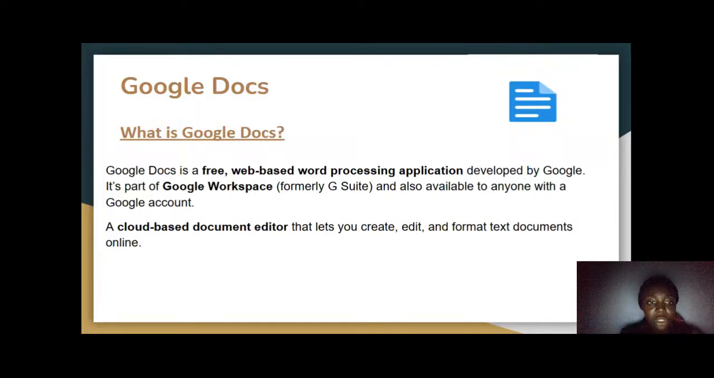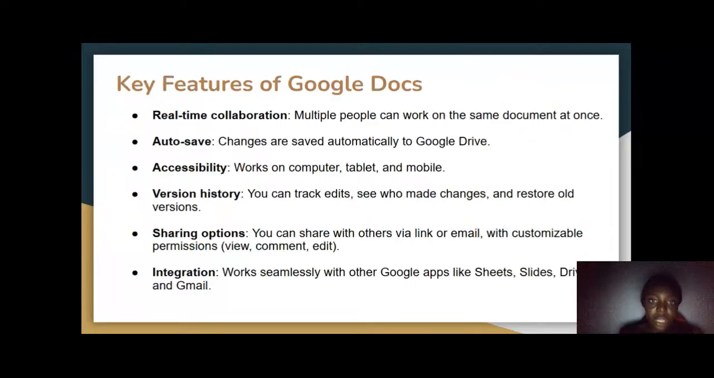I'll be taking us through the Google Documents. I'll open the app soon. So, key features of Google Docs. The first is real time collaboration. Multiple people can work on the same document at once. Remember, we'll look at sharing. Then next is auto save. Changes are saved automatically to Google Drive. Accessibility, you can work on your computer, on your tablet, or on your mobile.